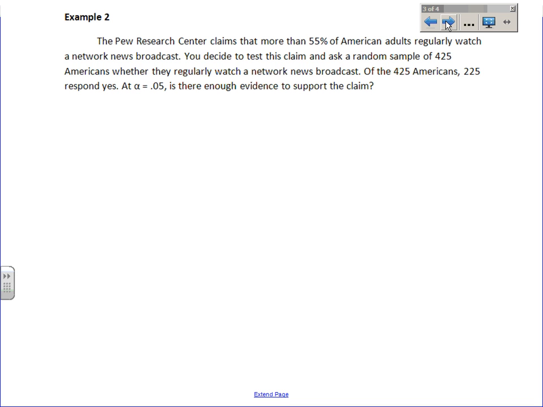What weren't you given specifically this time? There is enough evidence to see. Well, we don't know that yet. We don't know if there's enough evidence. We were given p hat specifically last time. Here we have to go find it. Is it overly difficult? No, but we have to go find it.